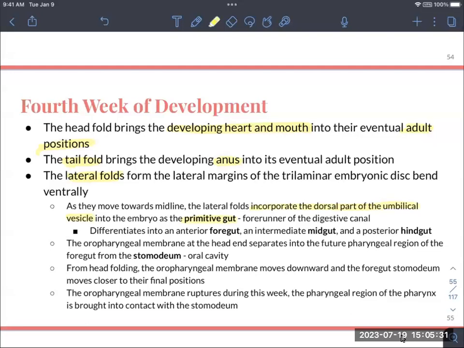That primitive gut is going to differentiate into the foregut, midgut, and hindgut. The oropharyngeal membrane at that head is going to give way for that pharyngeal region of that foregut. That'll be that oral cavity. The head folding gives us that oropharyngeal membrane, and the foregut and stomodeum start moving to their final positions. This is all happening during this 4th week. The oropharyngeal membrane ruptures, so that pharyngeal region of the pharynx starts to be brought in contact with that stomodeum.